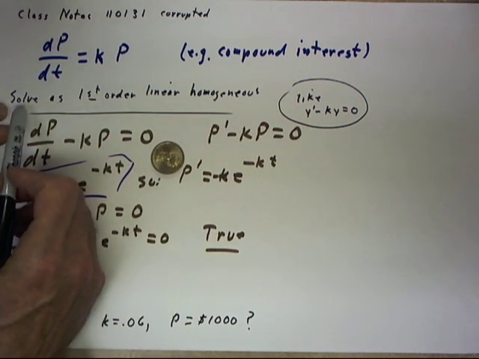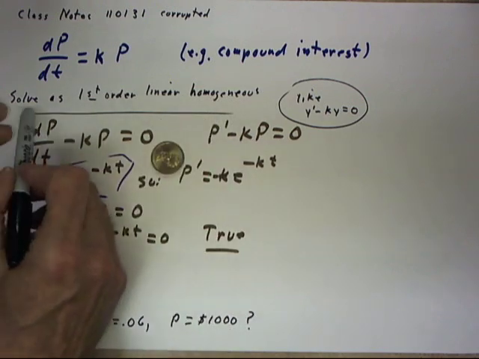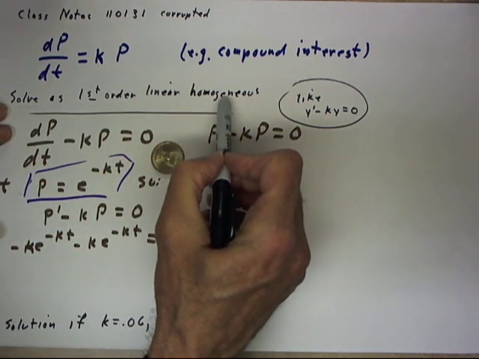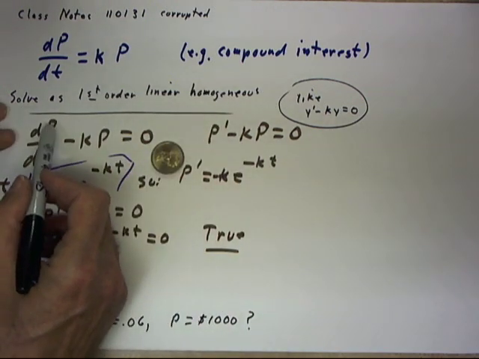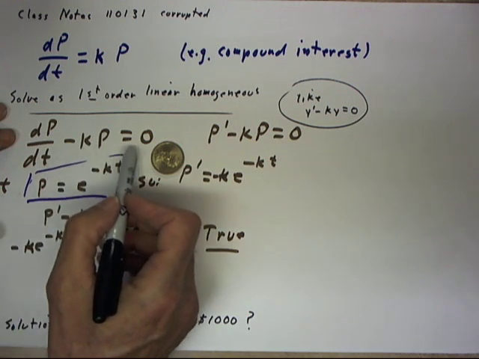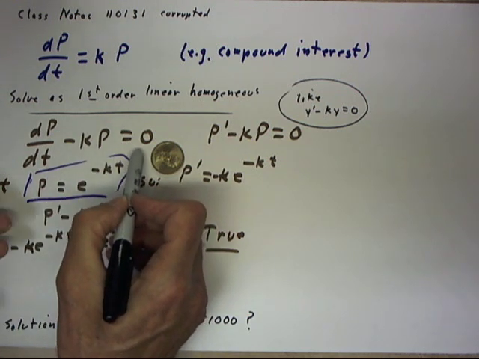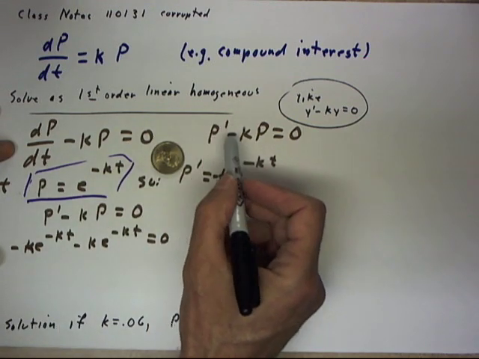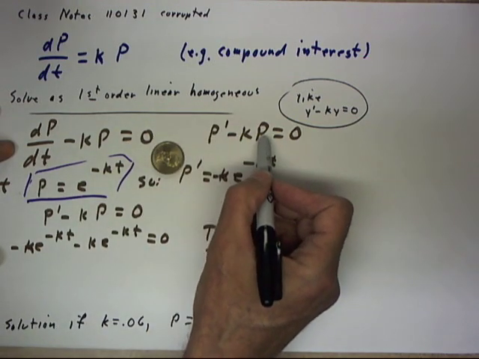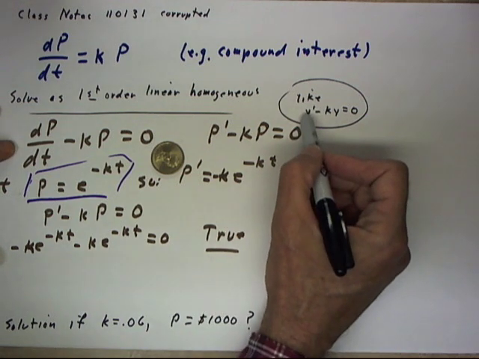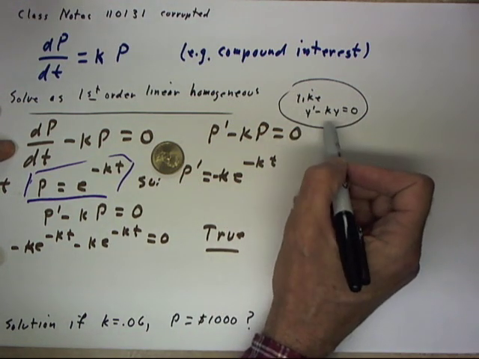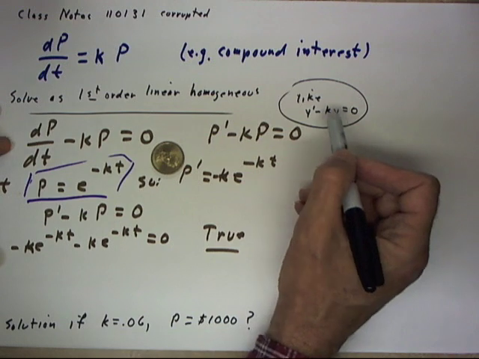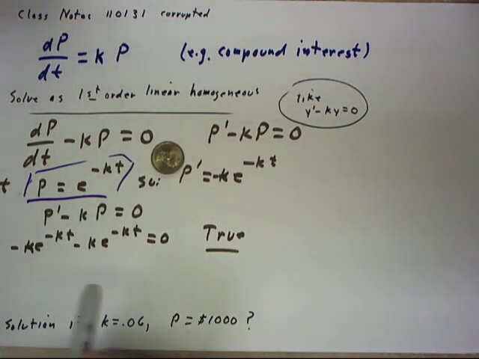We'll see it later. But we want to solve this equation as a first order linear homogeneous equation, so we write it first in the form dP/dt minus kP equals 0. And note that dP/dt could be written as P prime. So we have P prime minus kP equals 0. That's much like y prime minus ky equals 0. Your little p of t function would be the negative k.